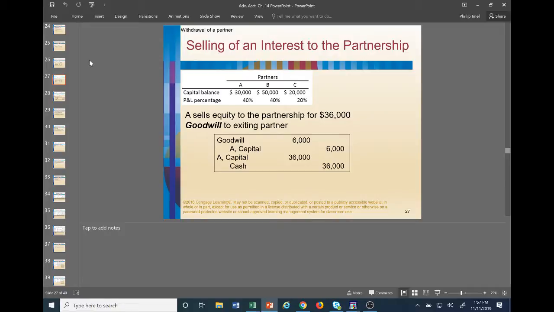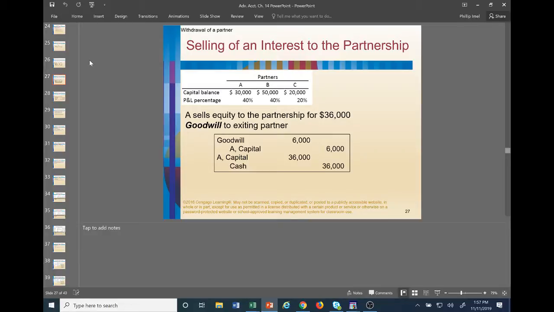So the goodwill method focuses on the payment to the withdrawing partner as an indication of the fair value of the partnership. Assuming existing assets are properly valued, the $36,000 payment to A consists of A's capital balance of $30,000 plus a $6,000 share of the unrecorded goodwill. Therefore, the $6,000 represents A's 40% interest in total goodwill of $15,000. We get the $15,000 because $6,000 divided by 40% is $15,000.